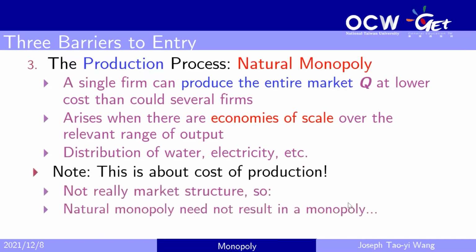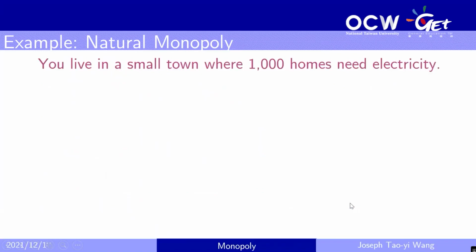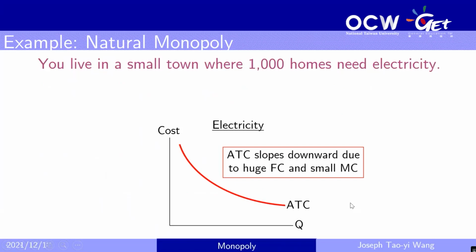So you have this economies of scale where having one company building this huge network and providing service to the entire market gives you a lower average total cost compared to having several firms each building their own network. So this is really not about the market structure of this particular industry or product. It's really about the production process. So it has this increasing return to scale because of this economies of scale.